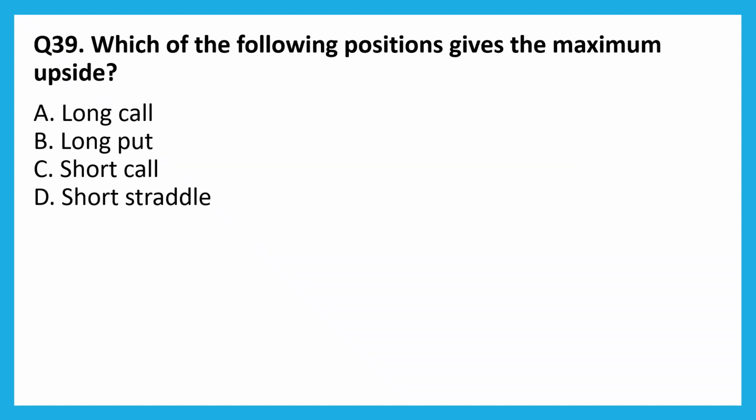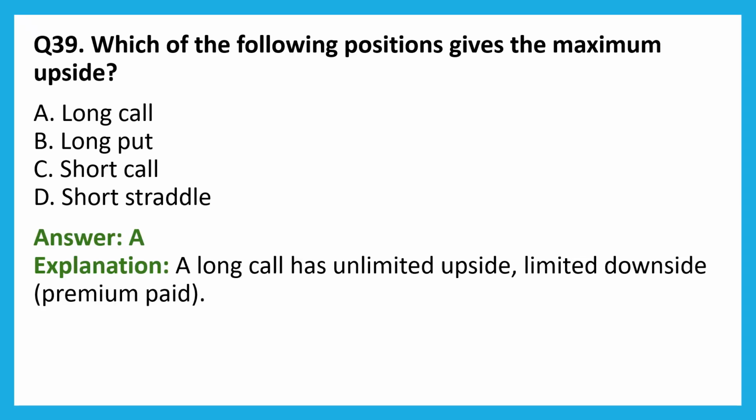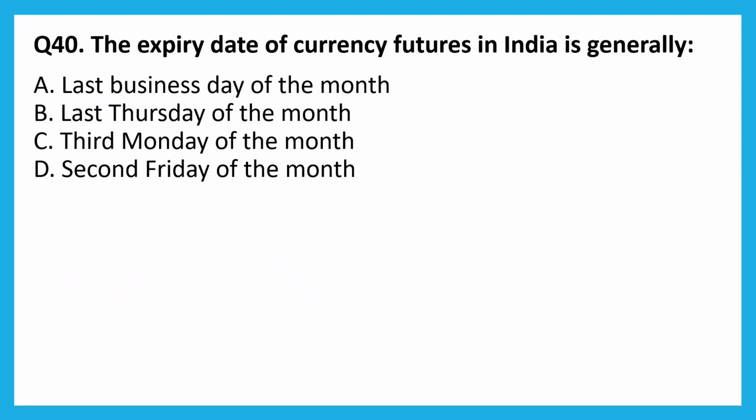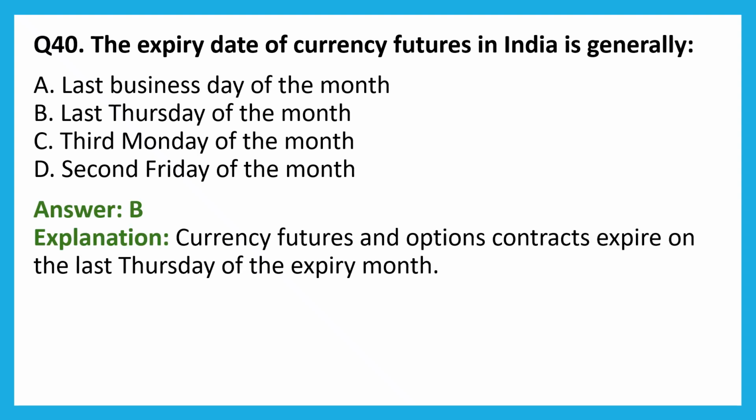Next question. Which of the following positions gives the maximum upside? Option A long call, option B long put, option C short call, and option D short straddle. Correct answer is option A long call. Next question. The expiry date of currency futures in India is generally option A last business day of the month, option B last Thursday of the month, option C third Monday of the month, and option D second Friday of the month. Correct answer is option B last Thursday of the month.